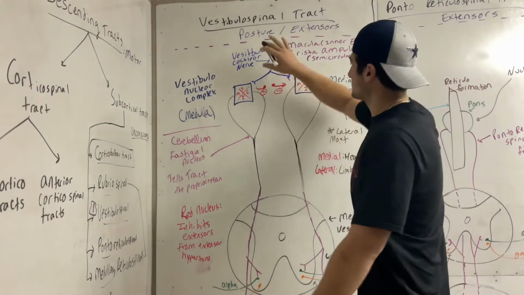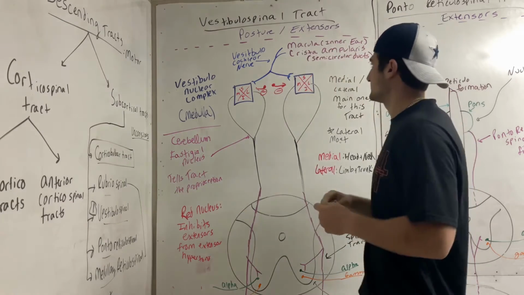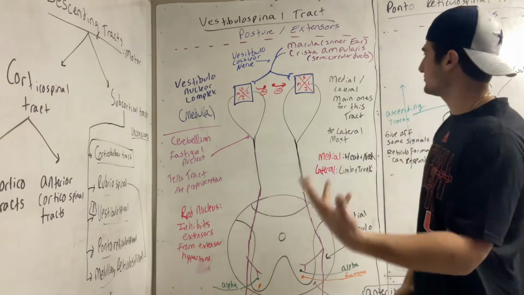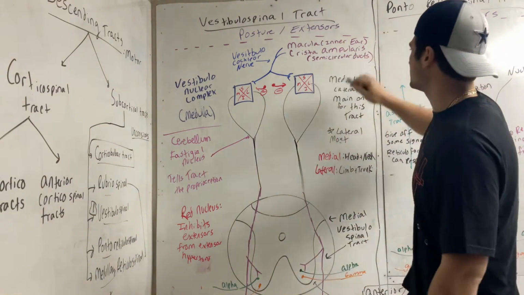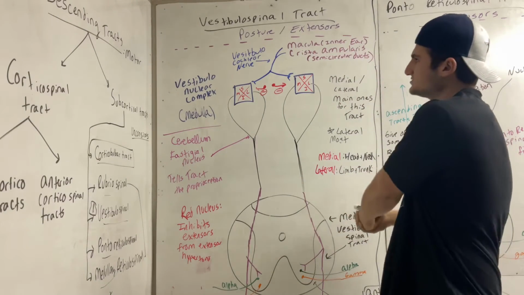Okay, focusing primarily here, we have the macula, right? And the crista ampullaris. The macula is in the inner ear. Okay, so the inner region of my ear, we have the macula. And then we have the crista ampullaris, which is in the semicircular ducts, also the ear. What are these used for?